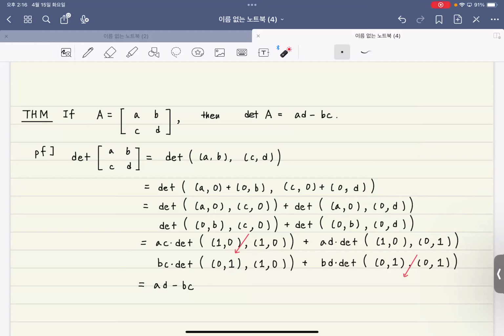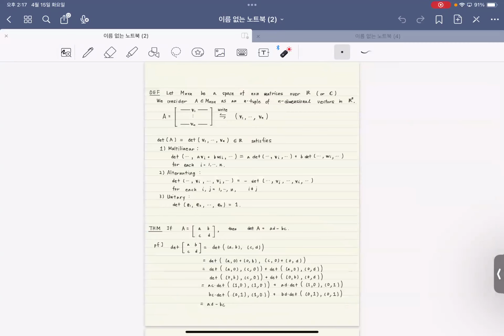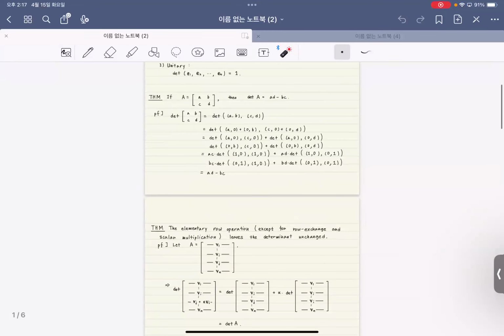So we are learning some basic properties of the determinant, and the next property is this.